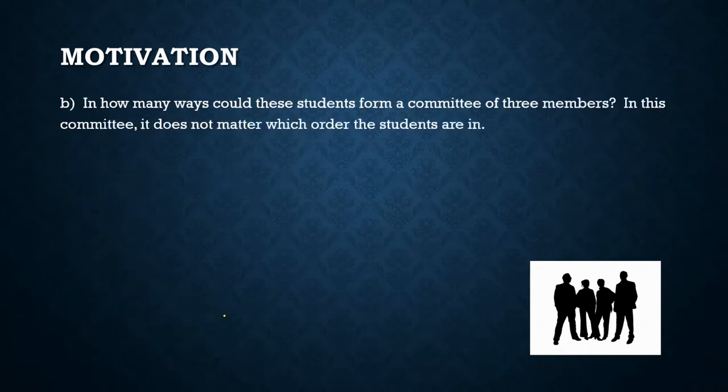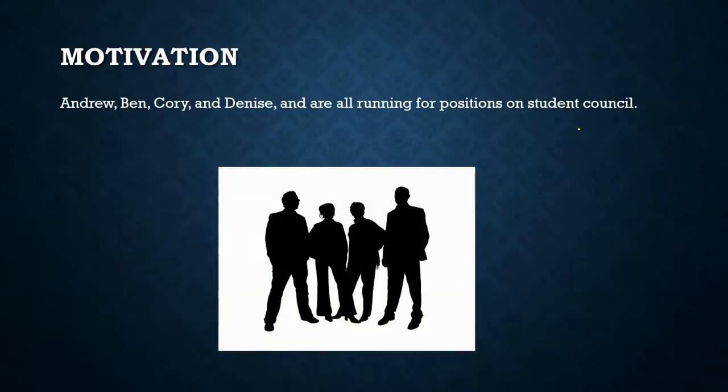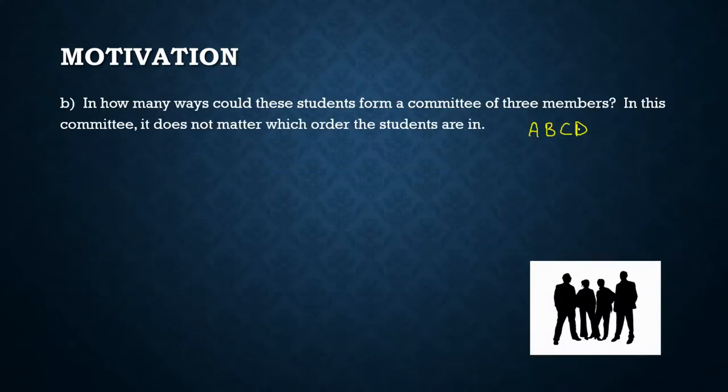Now in part B, we're asking, in how many ways could these same students form a committee of three members? So a committee, it doesn't matter which order the students are in. So our four friends are, we'll call them A, B, C, and D for their names, Andrew, Ben, Corey, and Denise. And so how many groups of 3 can you make?